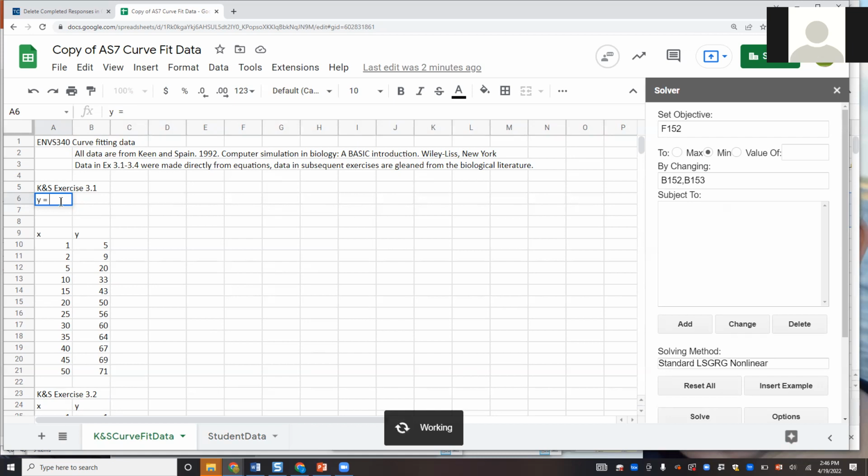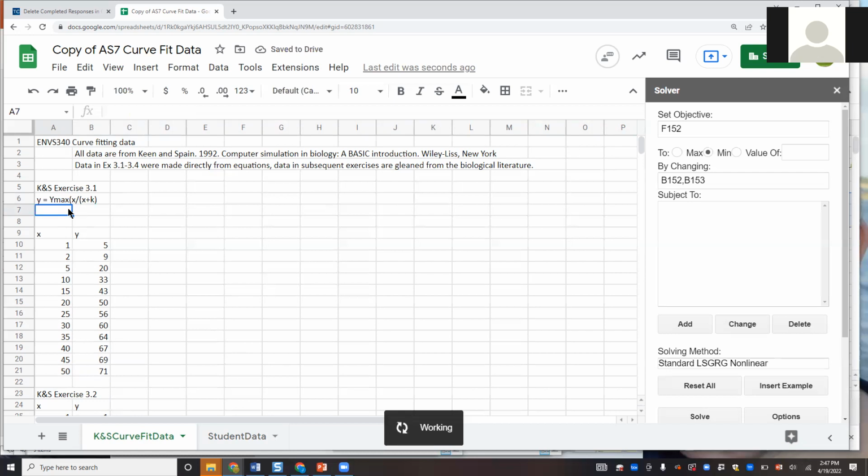Y max, good, yep, times X divided by X plus, let's call it, it's a half saturation constant. We'll just call it K. That's fine. Okay, so what I typed in there, just based on what Ari just said to me, is Y equals Y max times X divided by X plus K. So that's the equation I'm trying to fit to this.